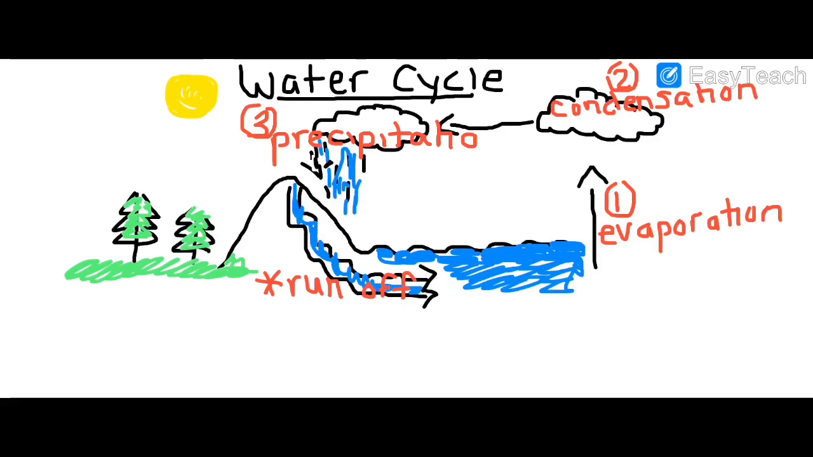So step 4, when that water drop gets there, that is known as accumulation. Sometimes you're going to hear it called collection. It is the exact same thing. So accumulation and collection are the exact same thing, and it's basically when water pools back into these larger bodies. And then you notice it can start the cycle all over again. It can get evaporated and condensed and precipitated and so on and so forth.